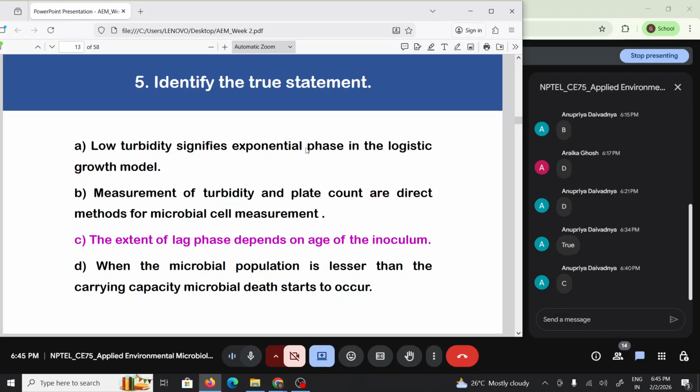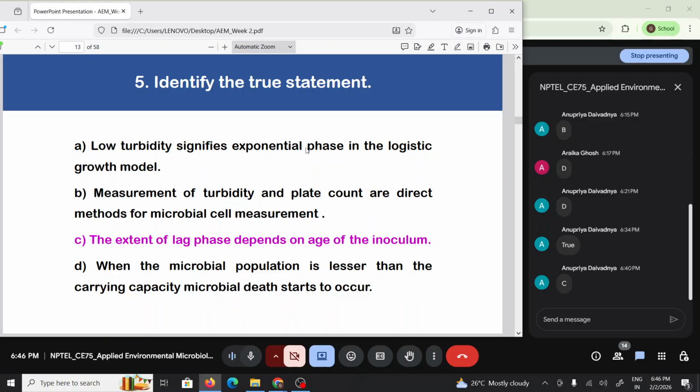And the last statement is: when the microbial population is lesser than the carrying capacity, microbial death starts to occur. In the previous question itself, we saw what carrying capacity is. Carrying capacity is decided by the environment, based on the nutrient availability and the environmental conditions, on how much bacterial growth can be supported.